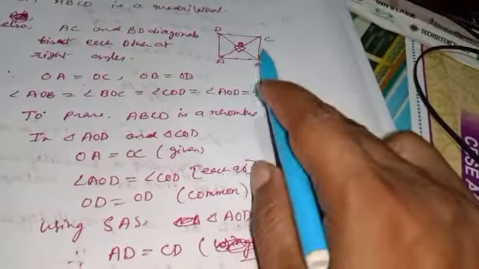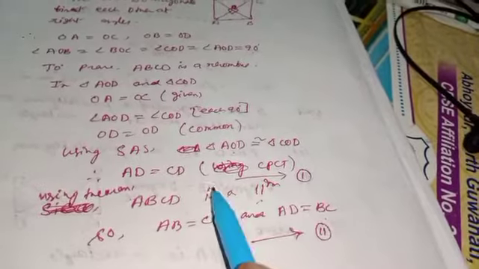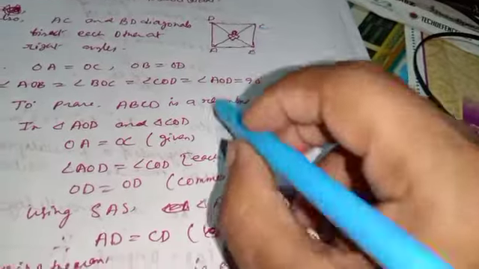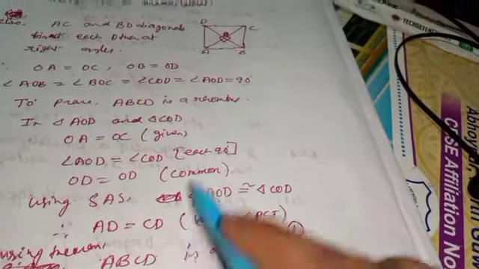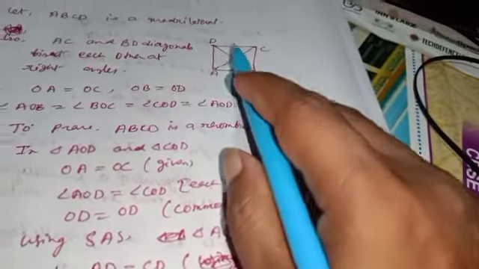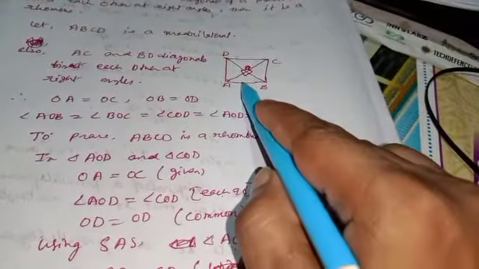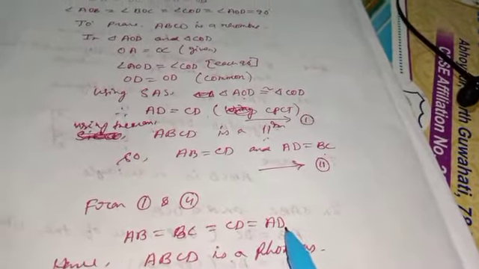If ABCD is a parallelogram, then opposite sides are equal, meaning AB is equal to DC and BC is equal to AD. In number 1 we got AD and CD equal. We got AD is equal to CD, and also we have got that ABCD is a parallelogram. Then AD is equal to BC and CD is equal to AB. That means all the sides are equal. From 1 and 2, AB is equal to BC is equal to CD is equal to AD, meaning all the sides are equal. Hence ABCD is a rhombus.